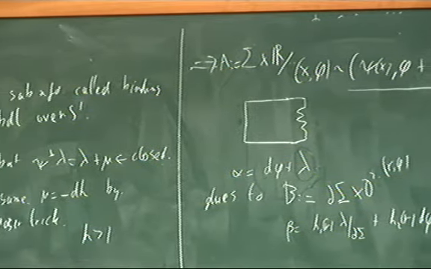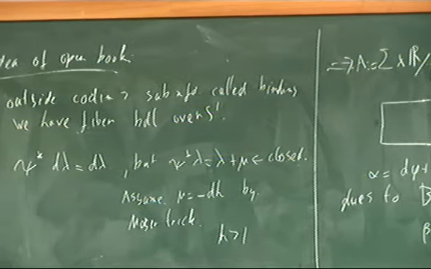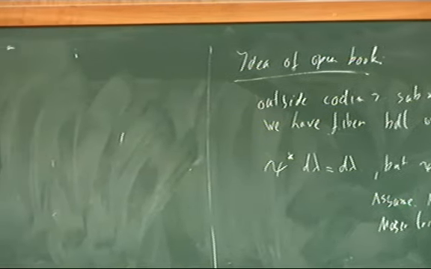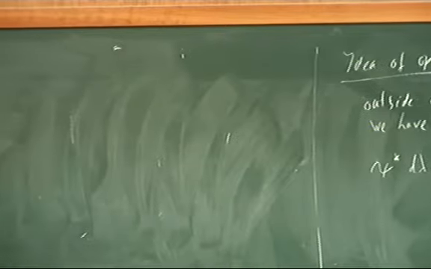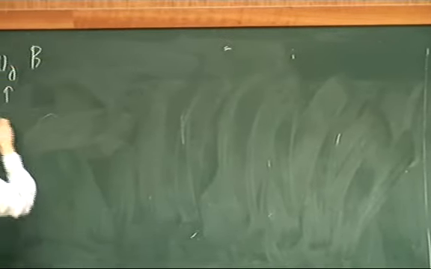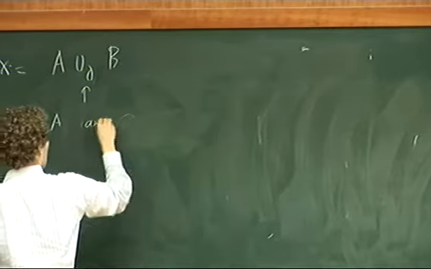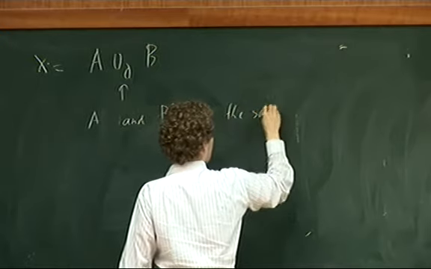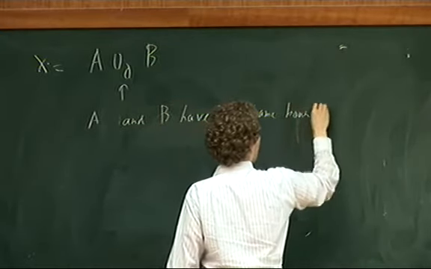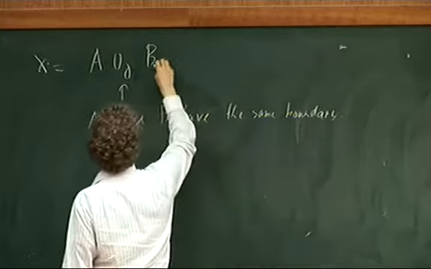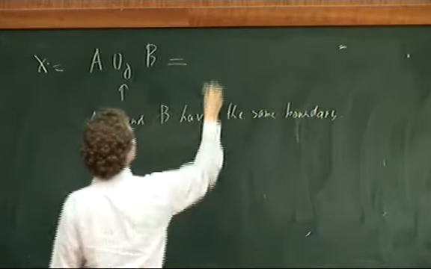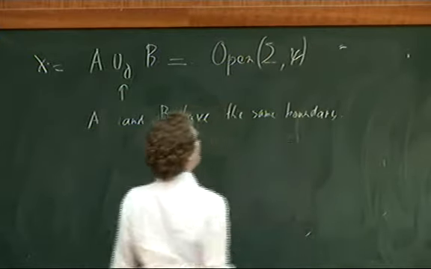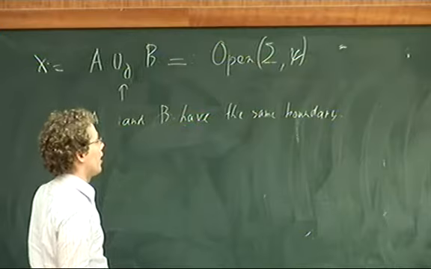So I'll take now this one, and I call this X. X is A glued to B along the boundary. Observe here that A and B have the same boundary, since ψ was assumed to be the identity near the boundary. And this is just my notation, I don't know whether this is good notation: I call this the open book of (Σ, ψ), so an open book with page Σ and monodromy ψ.